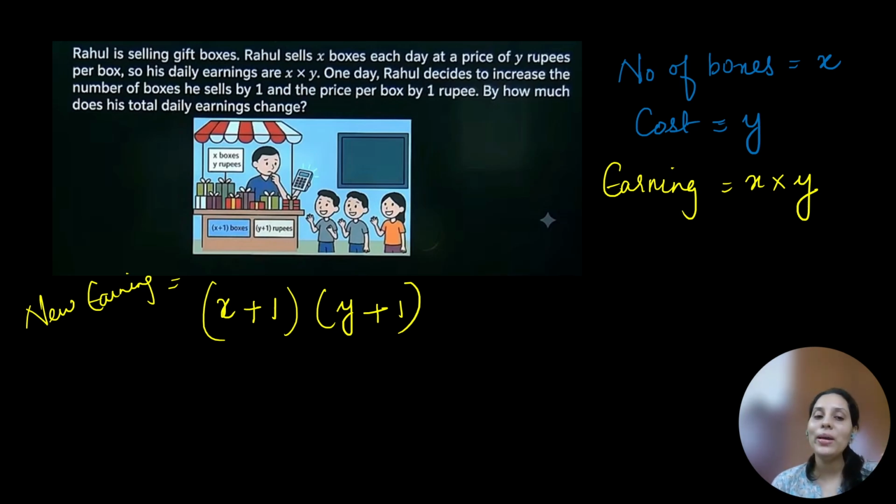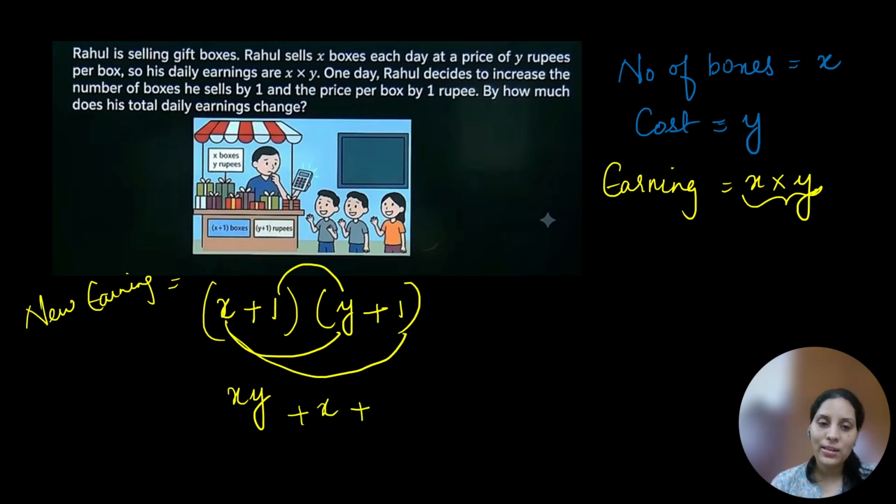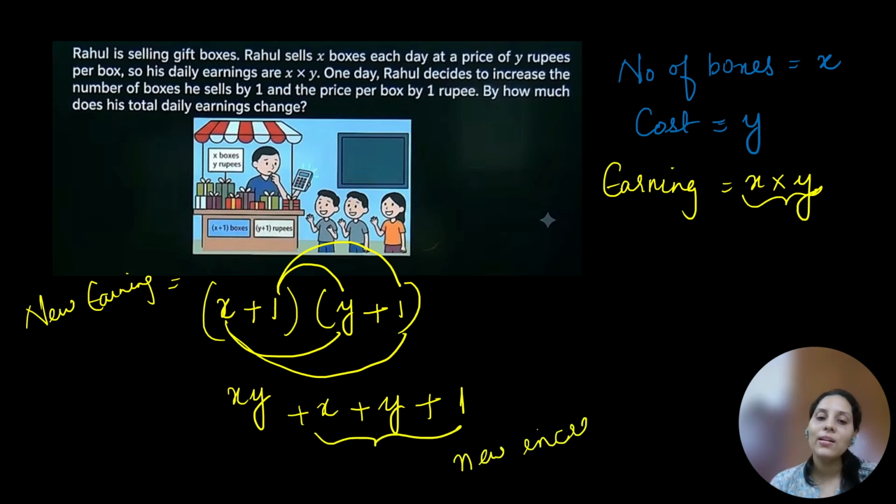So new earnings will be (X plus 1) into (Y plus 1), because originally it was X into Y. Both of them have increased by 1. Now how much has it increased? Let us find. X needs to be multiplied by the other bracket: X into Y plus X, plus 1 into Y is Y, plus 1 into 1 is 1. So this much is his new increment. Initially it was XY and the increment is X plus Y plus 1. So this is how we find the increment.